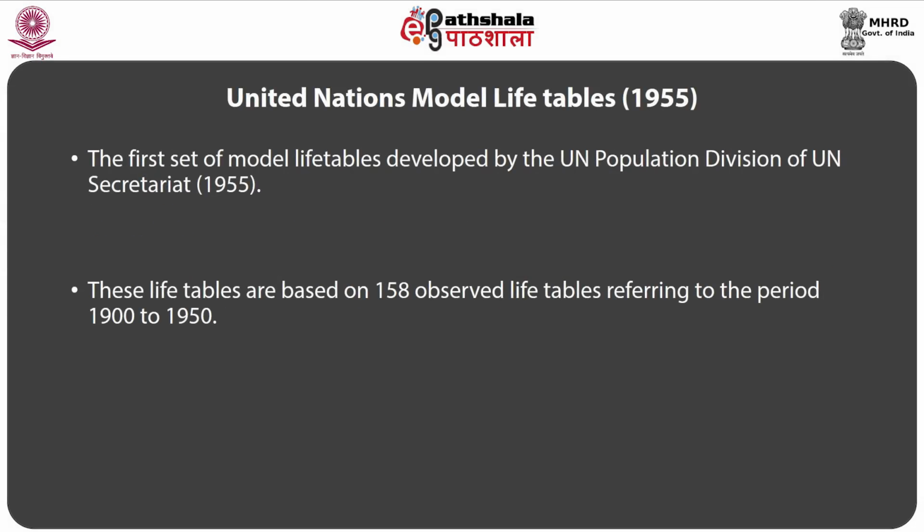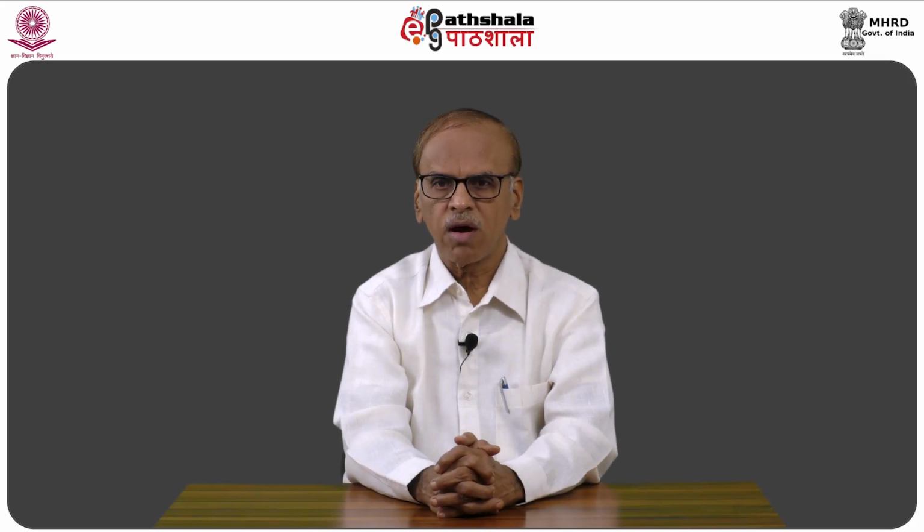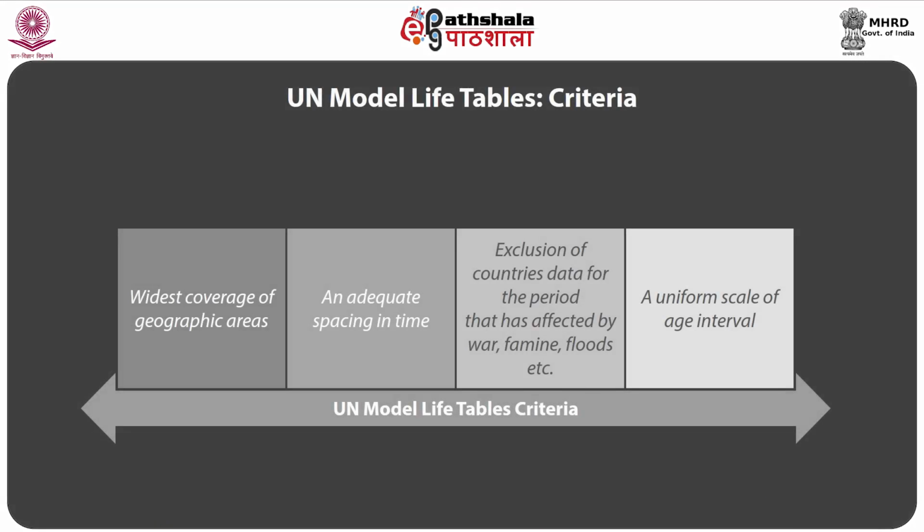UN Model Life Tables 1955 are based on 158 observed life tables referring to the period 1900 to 1950. The selected 158 life tables are based on the following criteria: widest coverage of geographic area and an adequate spacing in time; exclusion of countries' data for the period that was affected by war, famine, floods, influenza epidemics, etc.; uniform scale of age interval.